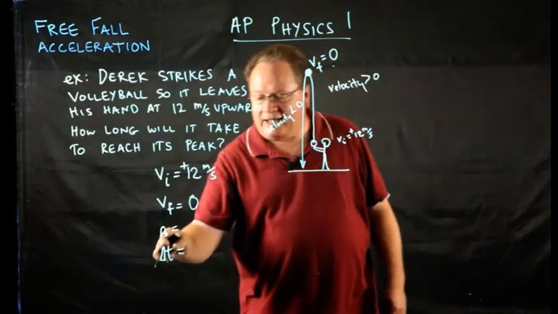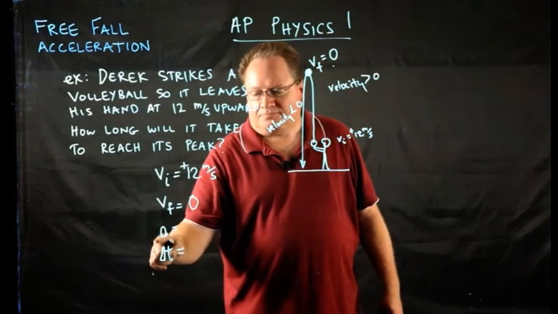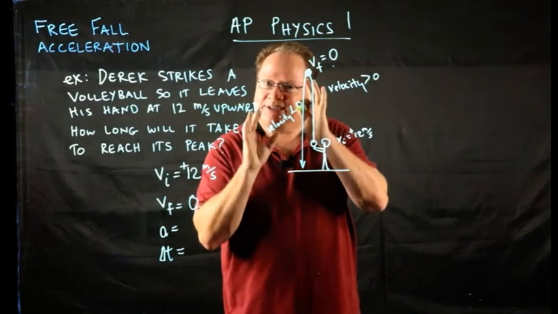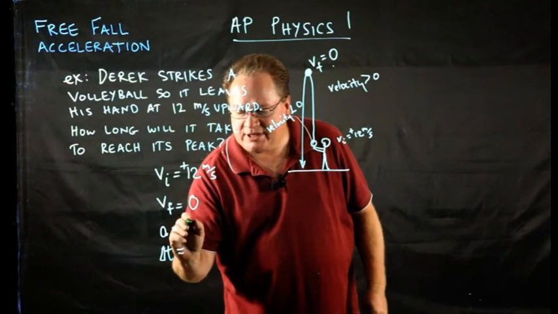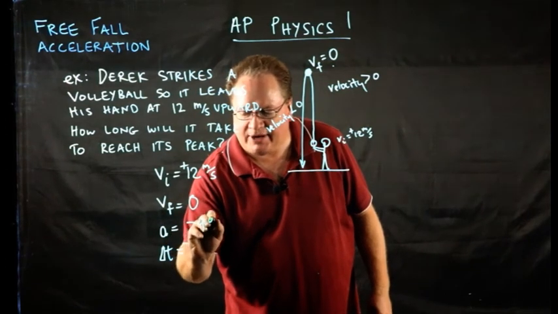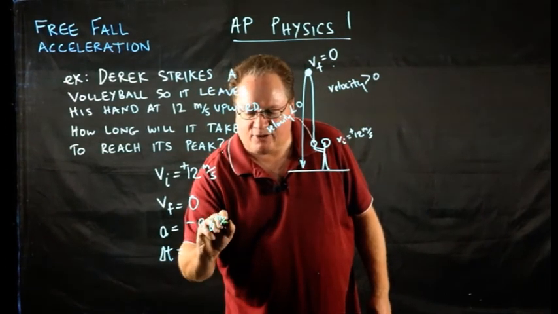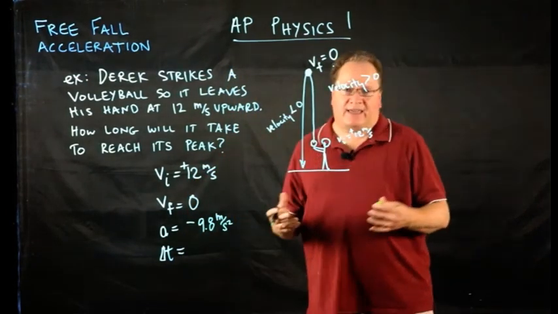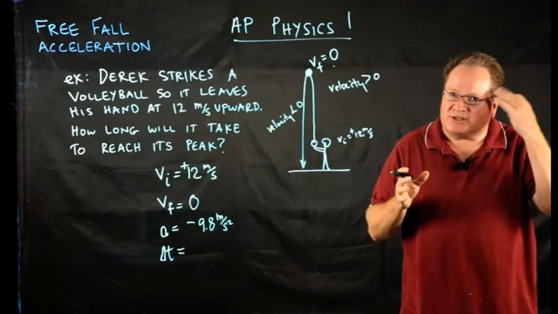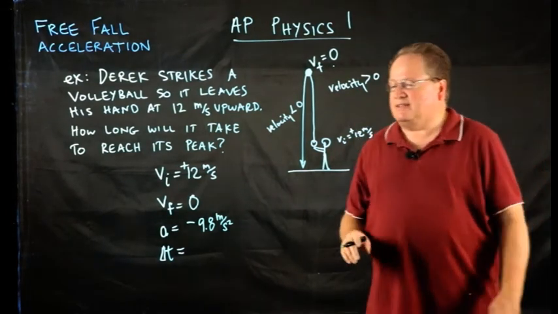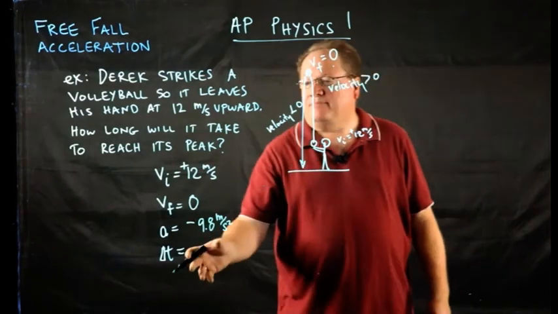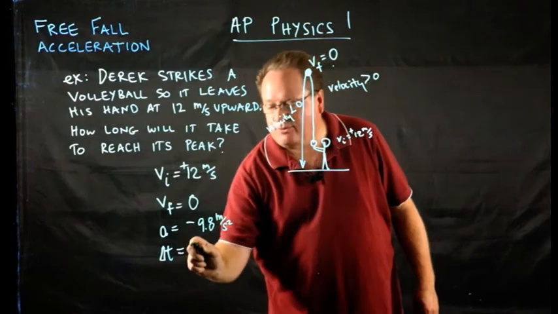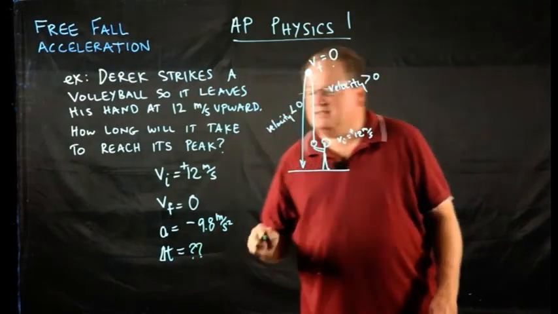Do we know what A is? That's just gravitational acceleration. Now for you guys, instead of using 10, we're going to call this 9.8 meters per second squared. We usually just round to 10 if we're doing some calculations in our head, but we want a more precise number here. How about time? Well, if you read the question, how long will it take? They're asking me for delta t.